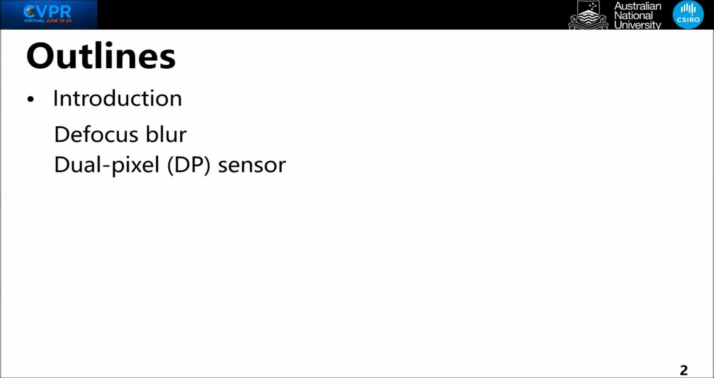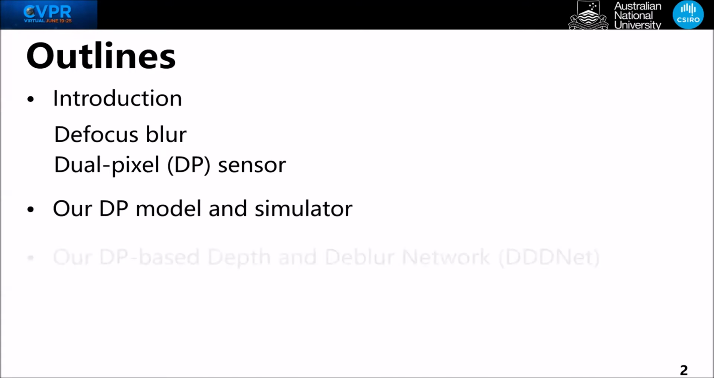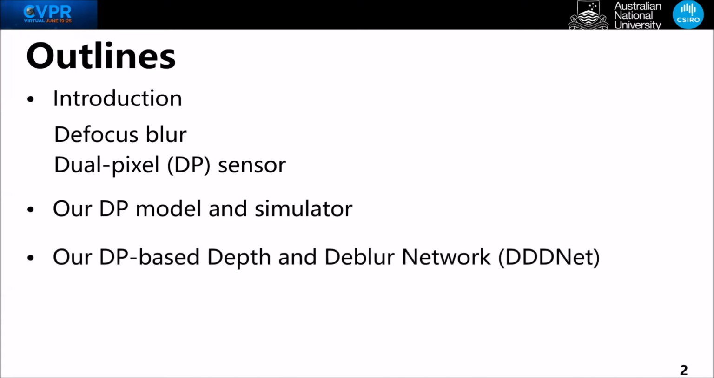I and Arif will present our work, Dual Pixel Exploration: Simultaneous Depth Estimation and Image Restoration. First, we will introduce defocus and the dual pixel sensor. Then, we will go to our DP model and the simulator we presented. After that, we give a brief overview of our DDD net. The experiments and results are shown at the end.